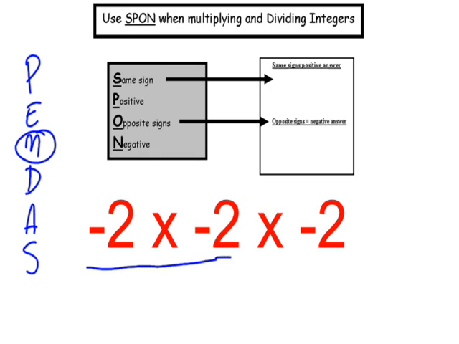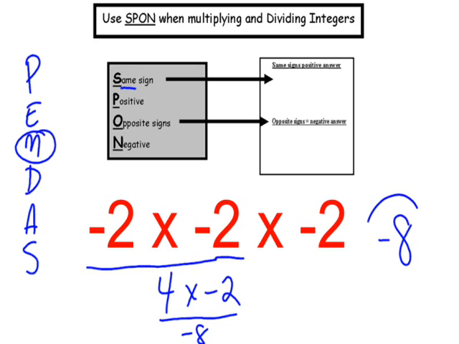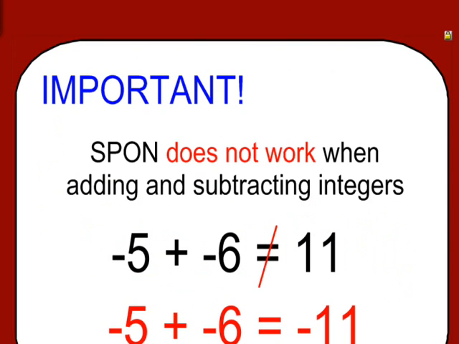So I would do a negative 2 times a negative 2. The signs are the same, so negative 2 times negative 2 would be a positive 4. And now I'm going to bring down times negative 2. Now 4 times 2 is 8, but the signs are opposite. The answer to this is actually negative 8 and not positive 8. So be careful. So we'll practice with this.